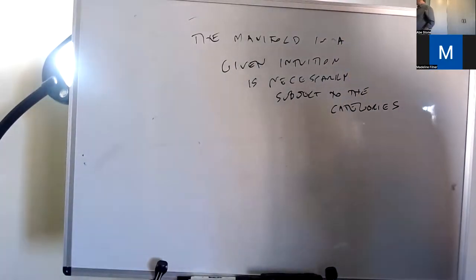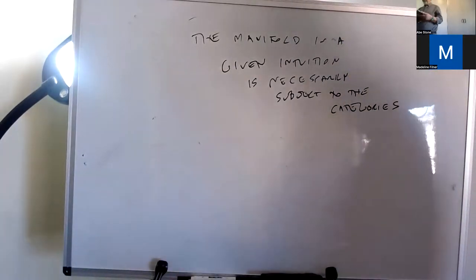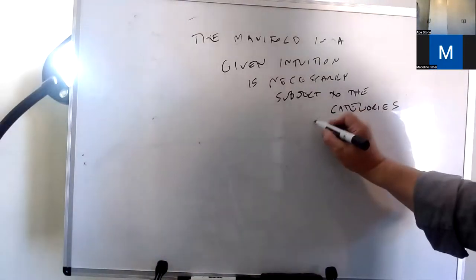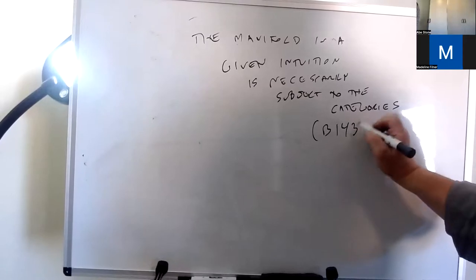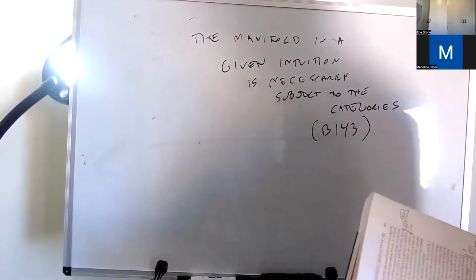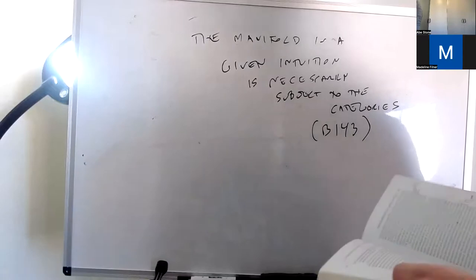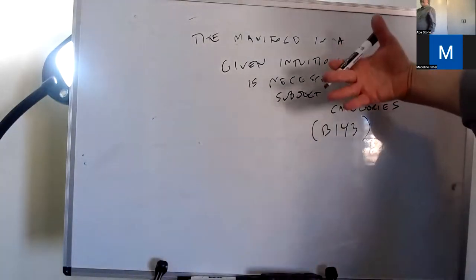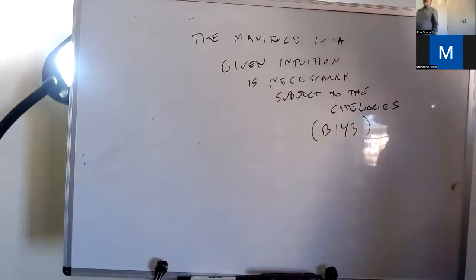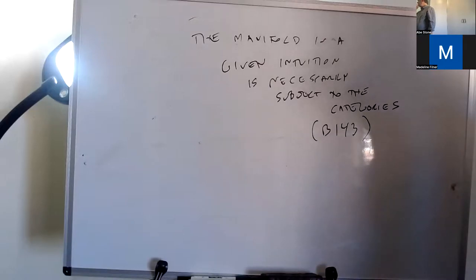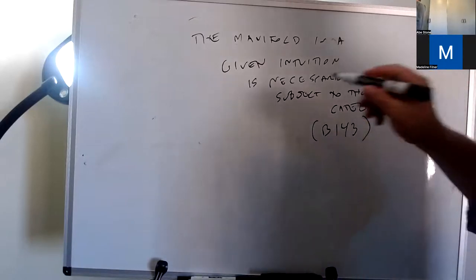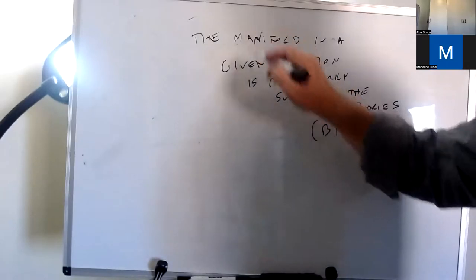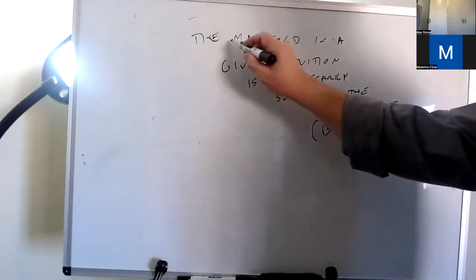Now, again, this is B143. It's the end of section 20. This is actually the last sentence of today's reading, because this is the conclusion that he proves in the first part of the Transcendental Deduction. First of all, I should say something about this word manifold.